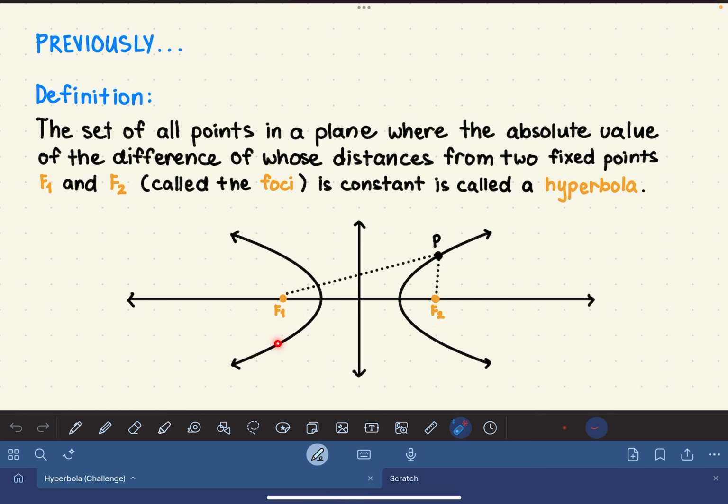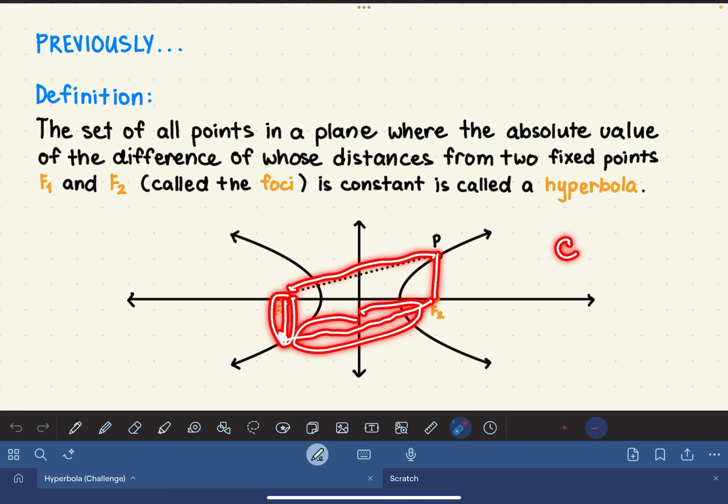To illustrate what it means, let's take an arbitrary point, take its distance to F1 and then to F2. What the definition means is that if we subtract these distances and take the absolute value, it must be equal to a certain constant, let's say c. And that must also be true for the distances of this other point.